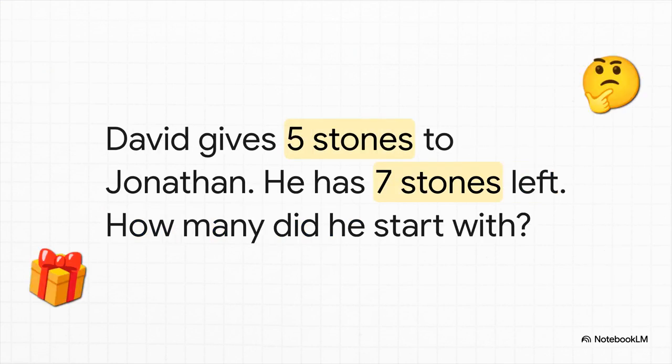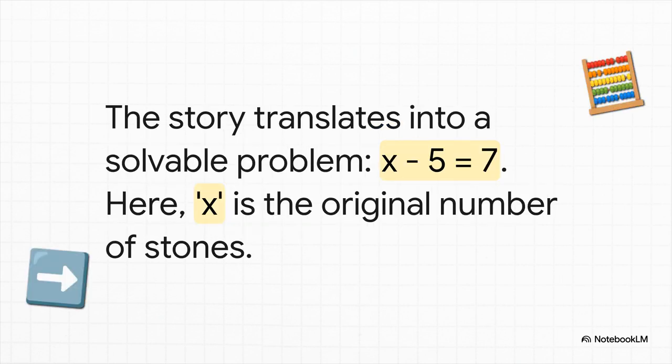So every problem starts with a story. Here's the scenario. David gives 5 of his stones to his friend Jonathan, and after he does that, he has 7 stones left. The big question is, of course, how many stones did he start with? And here's the magic trick, the translation from story into math. That story becomes this equation. X is our mystery number, the stones David started with. Giving 5 away, that's -5. Having 7 left equals 7. Just like that, our little story is now a math problem we can actually solve.